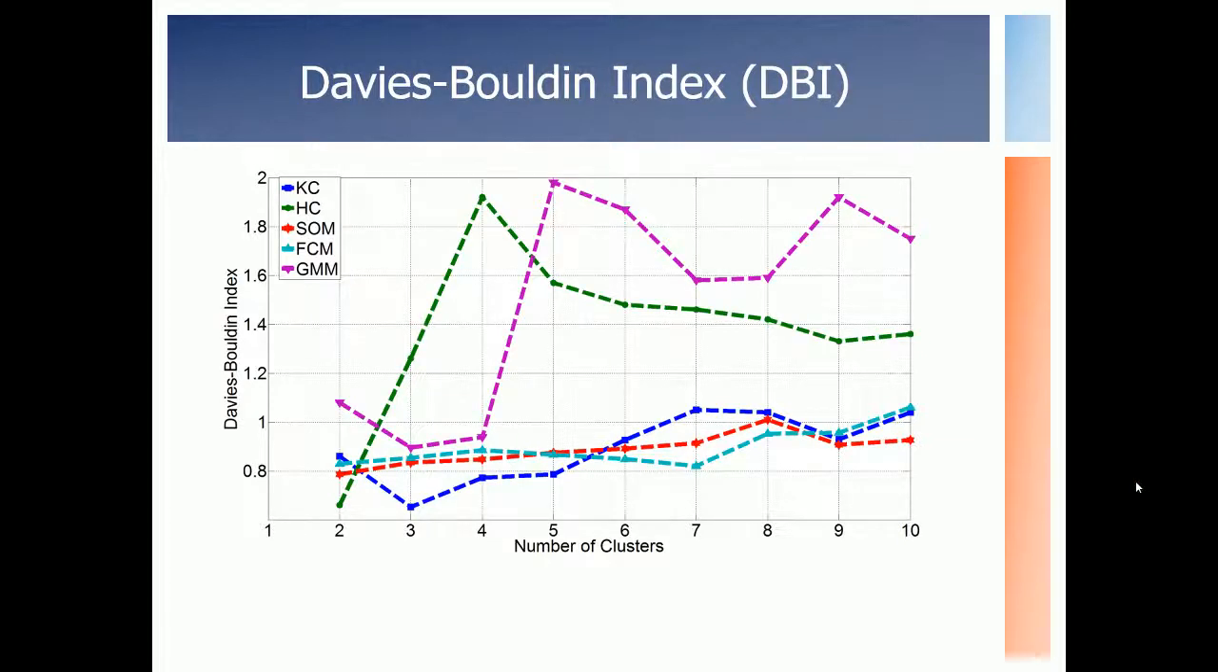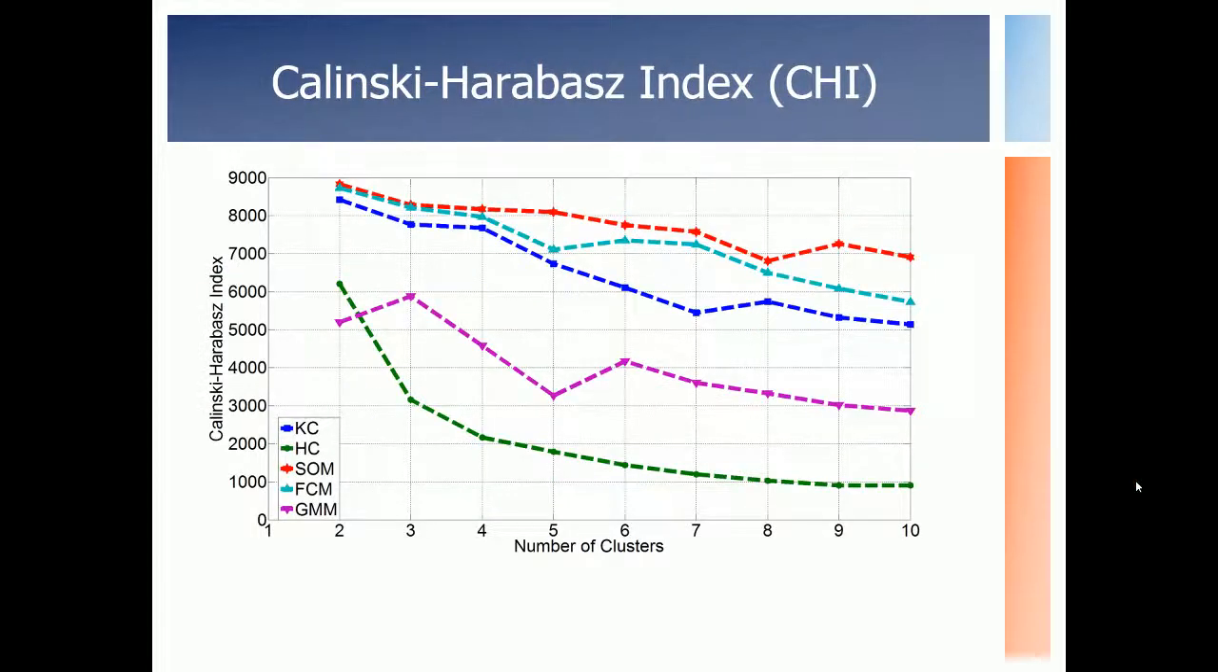DBI is based on a ratio of between and within cluster distance. Lower values indicate better tightness and separation inside and between the clusters. Thus, the optimal clustering solution has the smallest value. CHI is sometimes called the variance ratio criterion. The optimum clustering solution has the highest value, indicating both a small within cluster variance and a large between cluster variance.